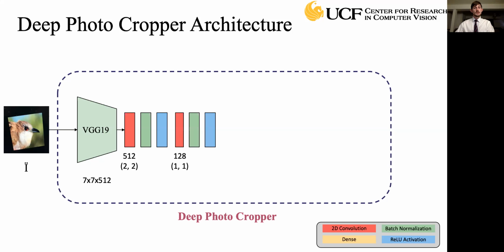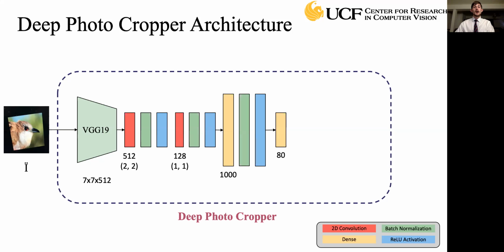Then, we apply a 2D convolution with 128 1x1 kernels, followed by an additional batch normalization and ReLU activation. We then have a 1,000 node dense layer, followed by batch normalization and ReLU activation, followed by an 80 node dense layer, and just a ReLU activation, no batch normalization. Finally, we have a 6-node dense layer. These 6 output values correspond to an affine transformation to transform the image into the proper shape.